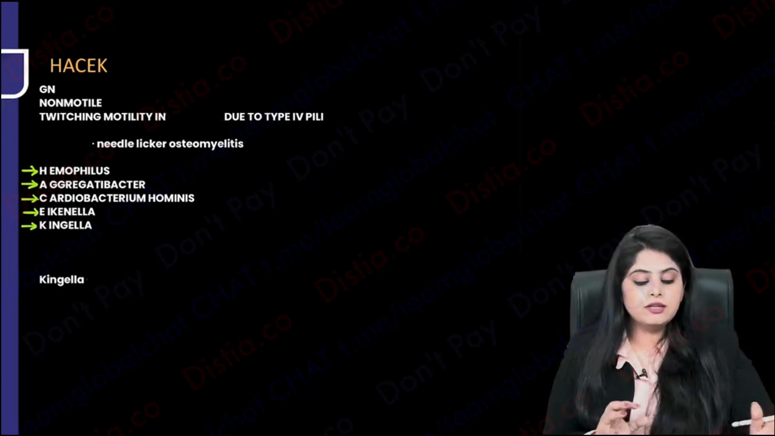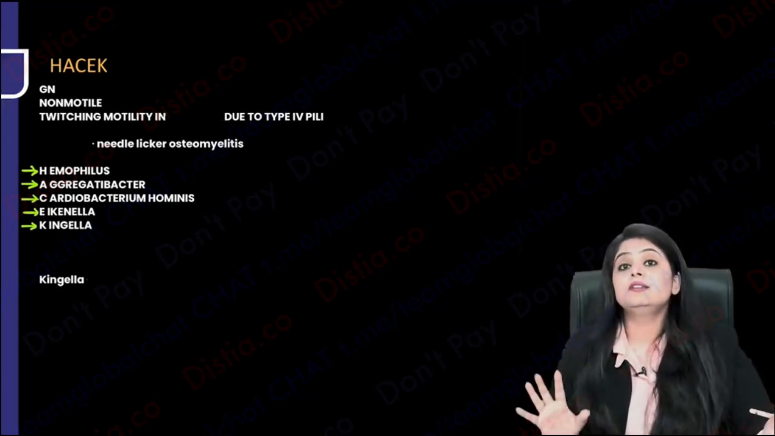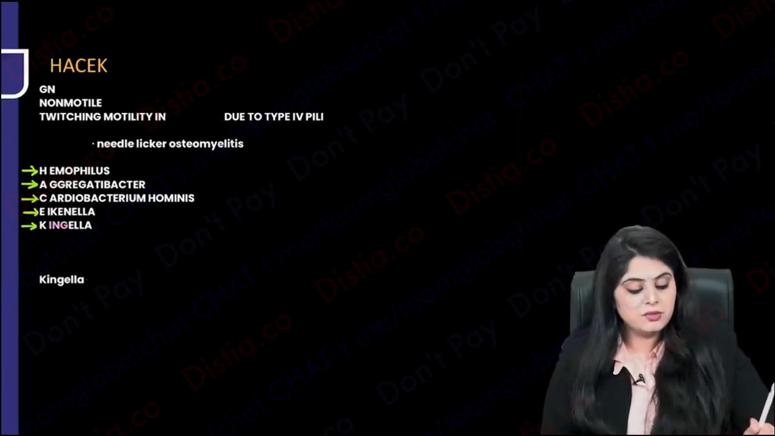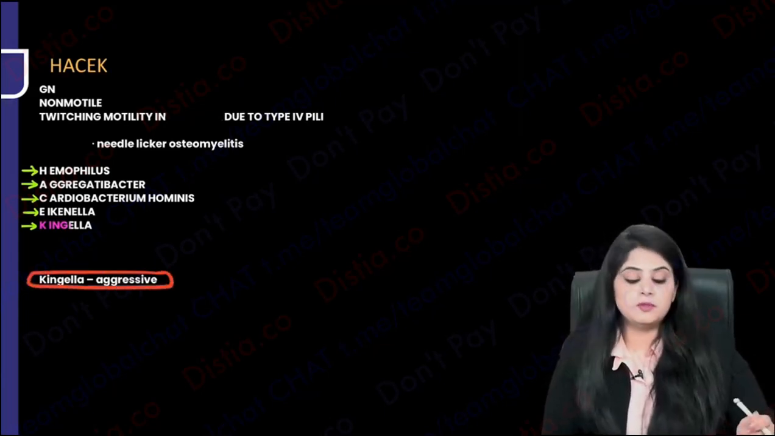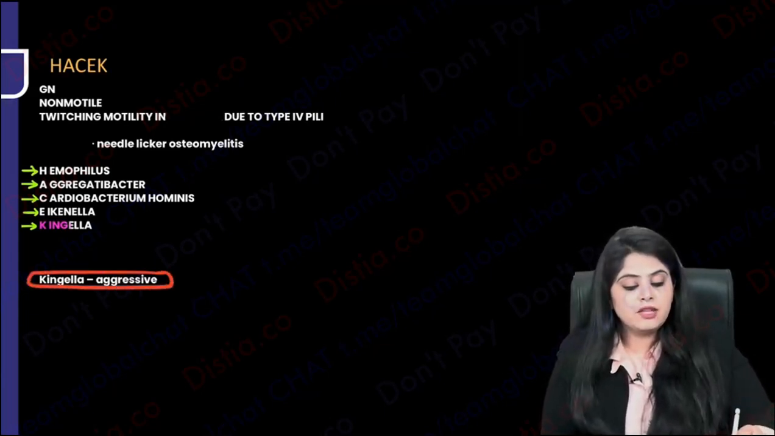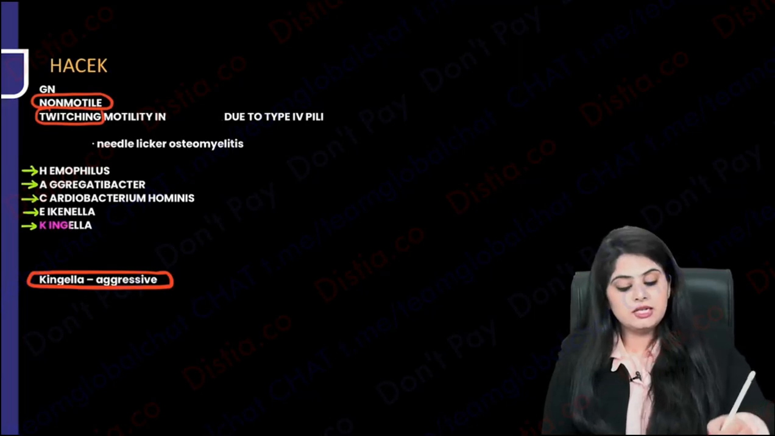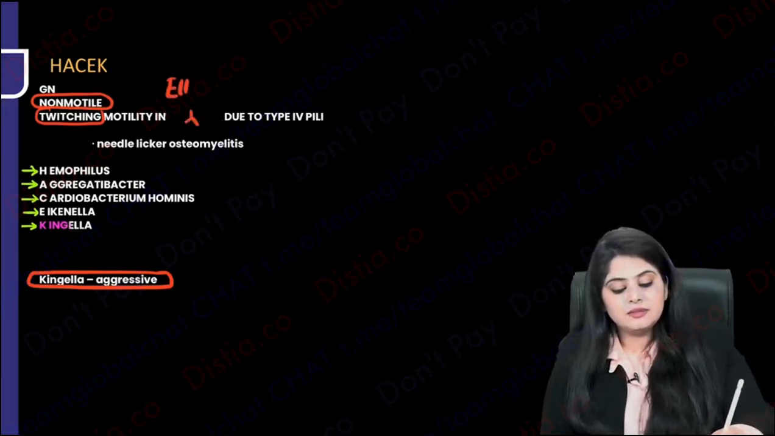Who is the most aggressive out of these? King is the most aggressive. King has to be the most powerful. So who is the most aggressive and the most powerful? Kingella is the most powerful. Next, I taught you that all of them are non-motile, but which is the only one that can show you twitching motility? That is going to be Eikenella.